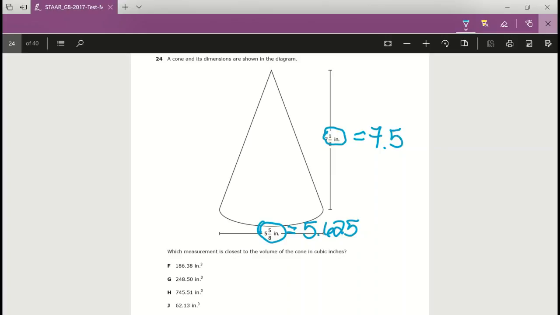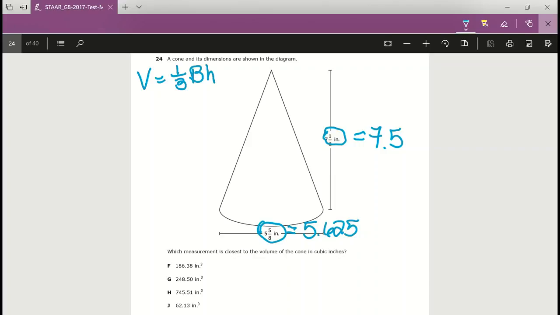Awesome. So the question asks us to find the volume of a cone. So I'm going to write down my volume of a cone formula over here. Remember, volume equals 1/3 big B times H. You have this formula given to you on your formula sheet. I would use a formula sheet so you don't have to remember this.